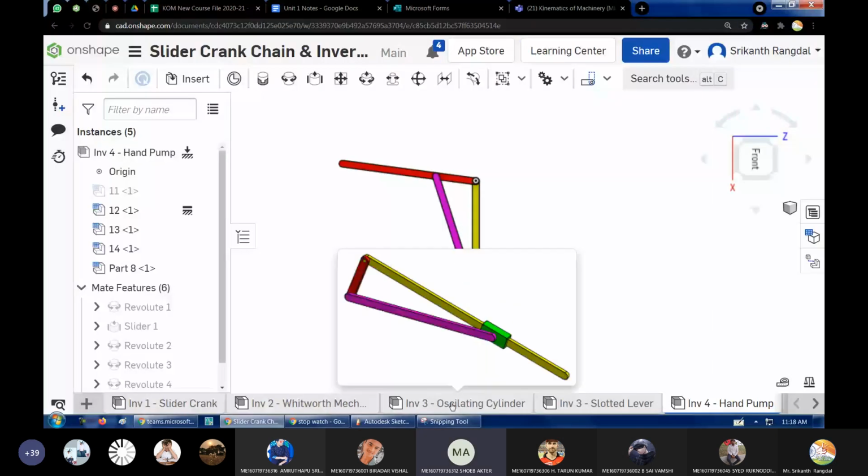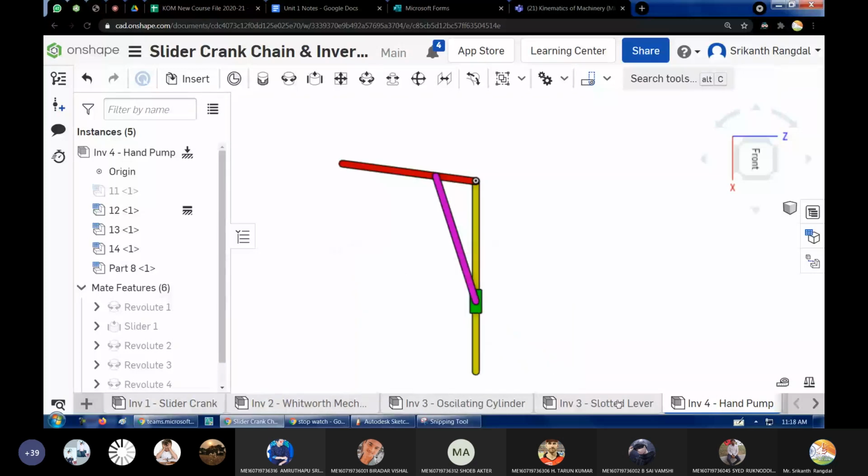Quick return and inversions are different. Whitworth and slotted lever are both quick return mechanisms, but they are not the same inversion. I've told you again and again: don't confuse a quick return mechanism with an inversion. Inversion is a different thing. A quick return mechanism is slightly different.